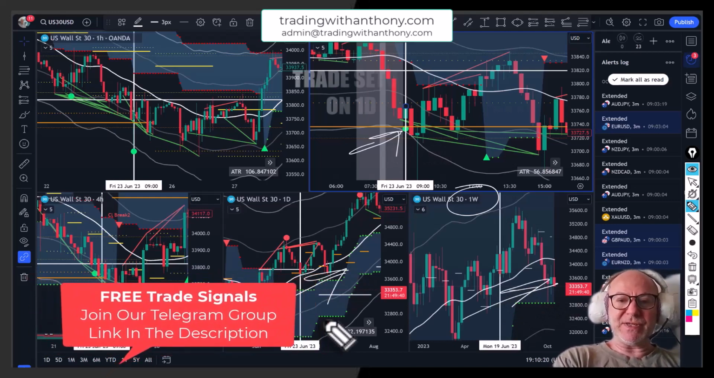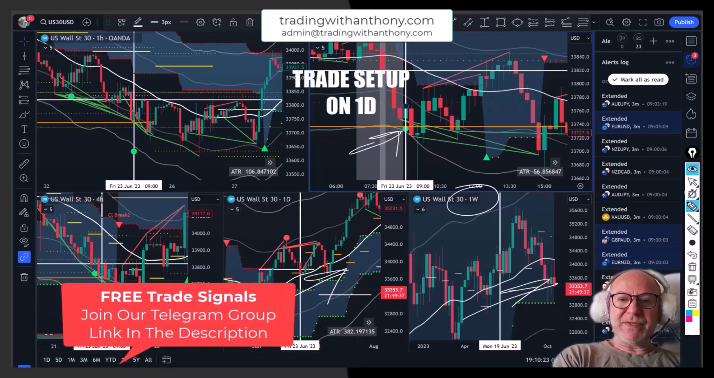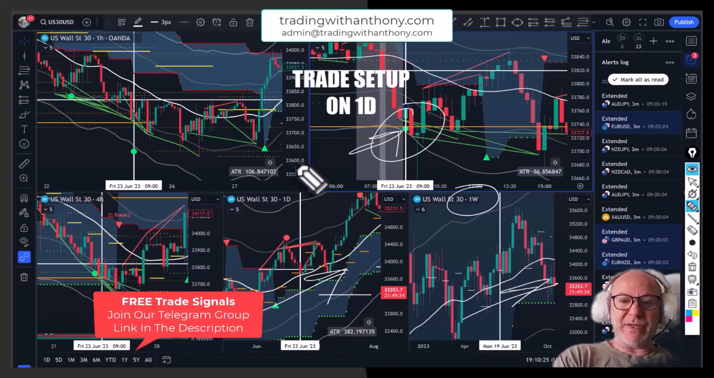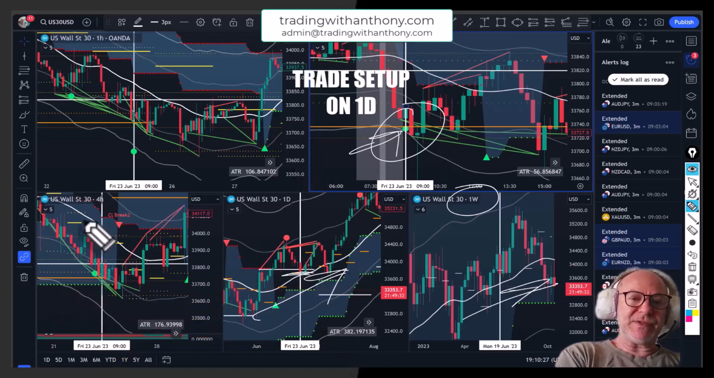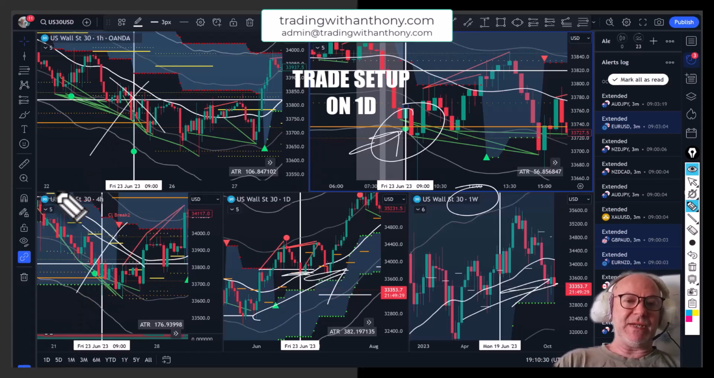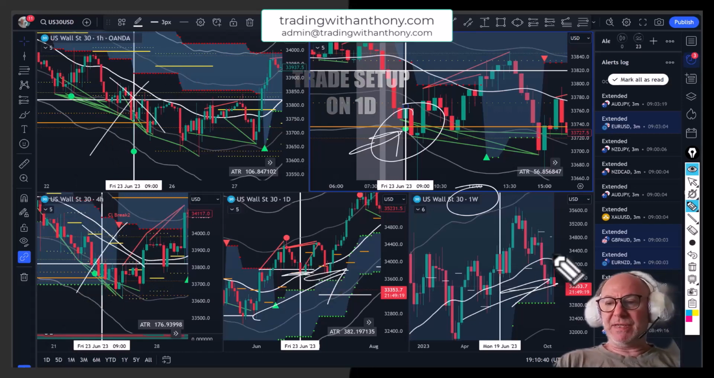If you're wanting to trade this on the daily, then the signal goes off on the 3 or the 5 minute and we take the trade on the daily. We're not so invested in the lower time frames. In this case, we're looking for an entry on the daily time frame here.